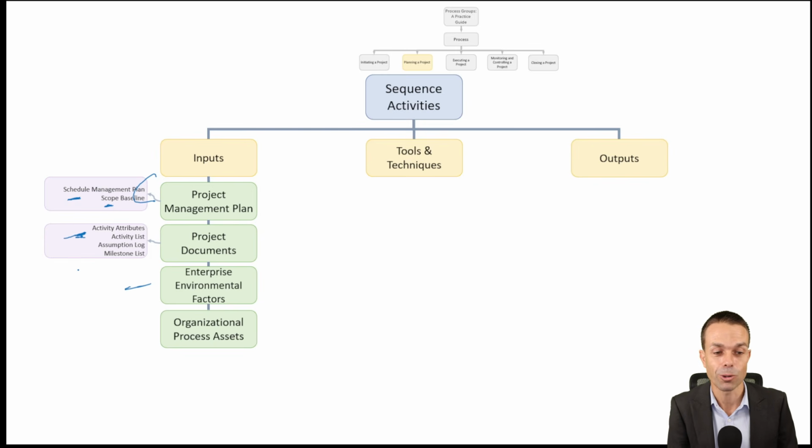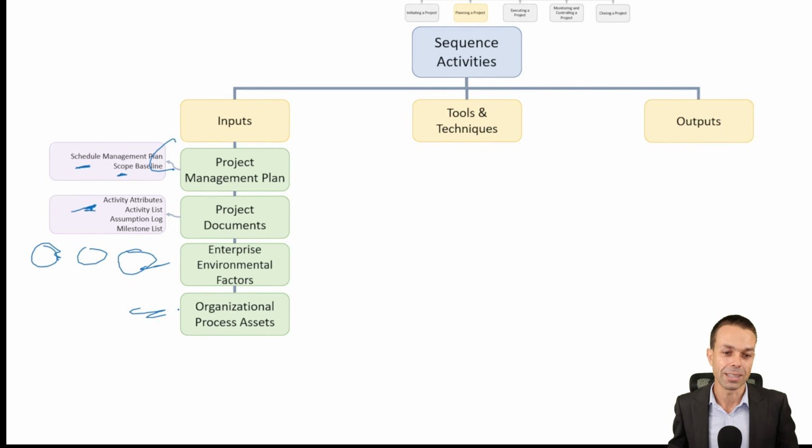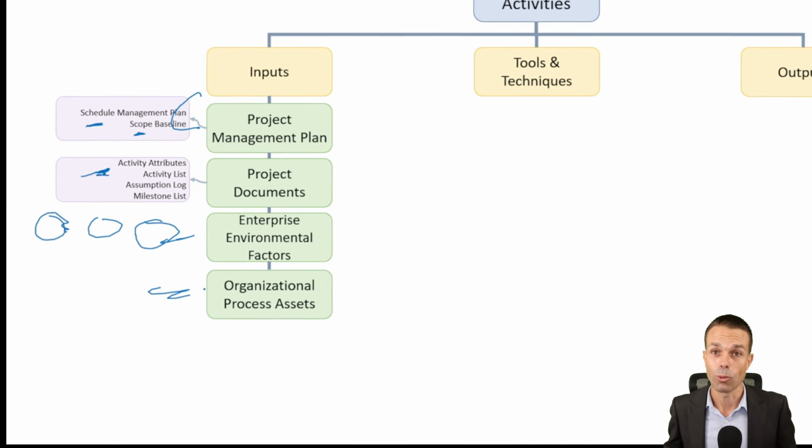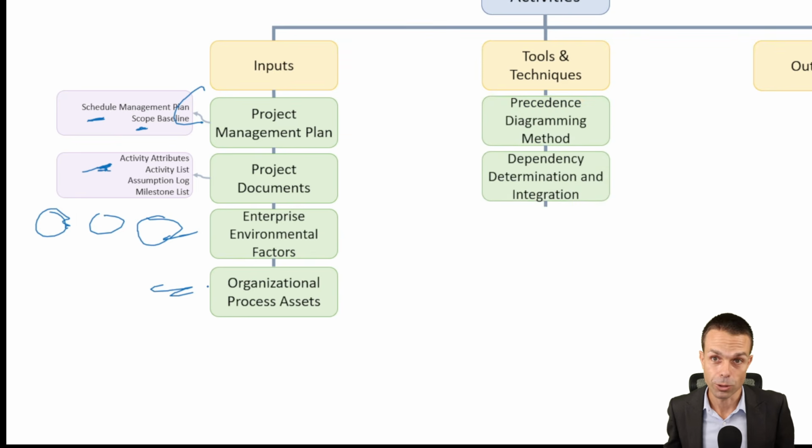So are we creating software, or are we creating a car or a chair or anything else, or a vacuum cleaner, all of these things. And of course the process assets. Do we have a way to sequence activities in the organization already that we can already use?